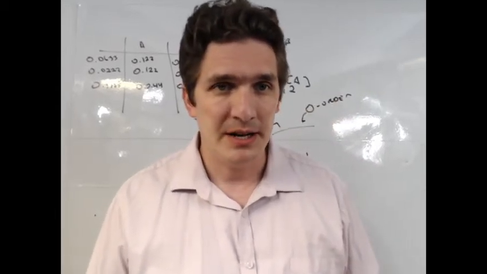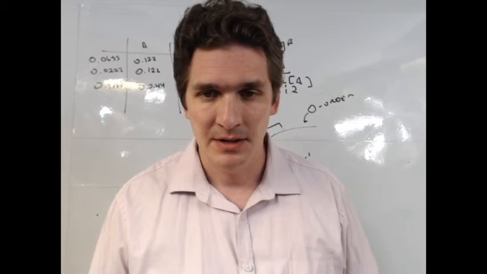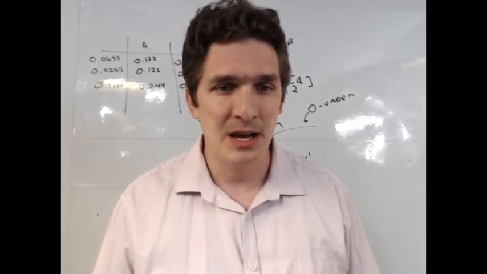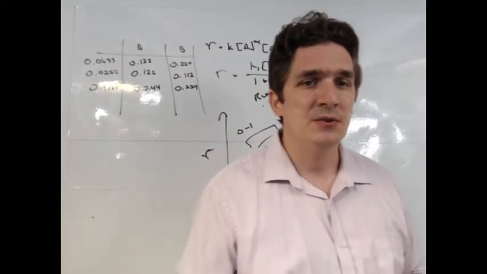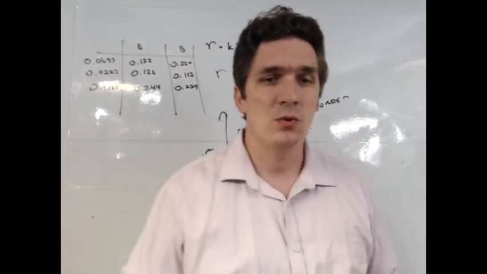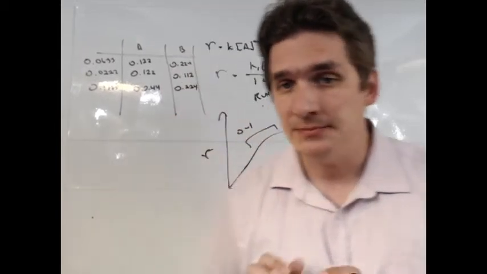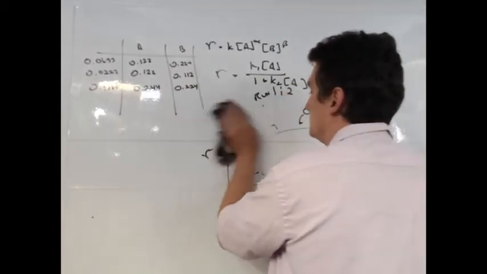So, other question I got asked. Number 3. It's going to be the same line of reasoning. What you're going to get for number 3 for the order of A is 0 order. So what does a 0 order rate law imply? It's possible to get 0 order.